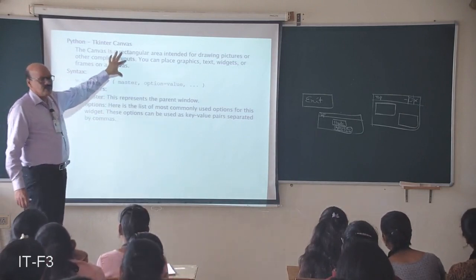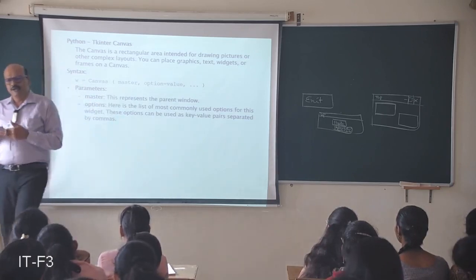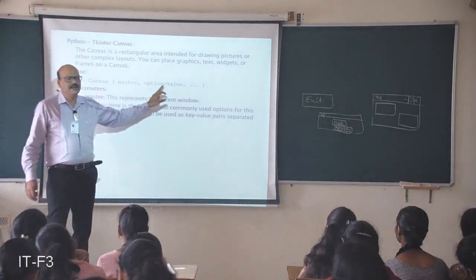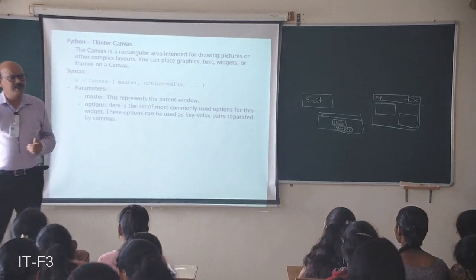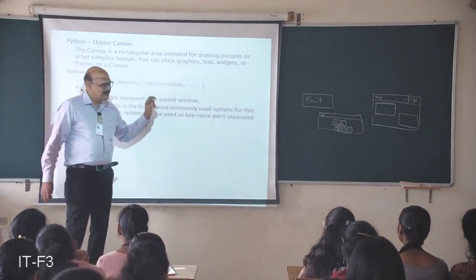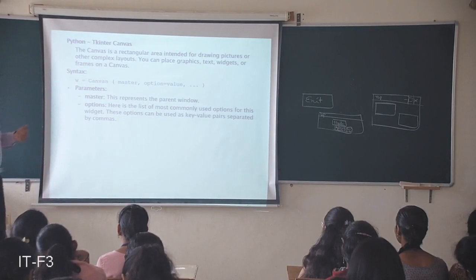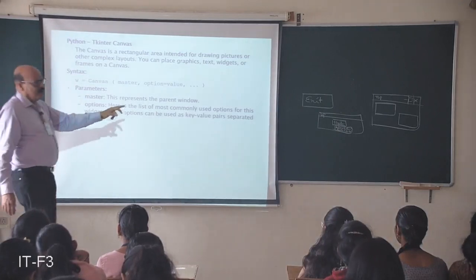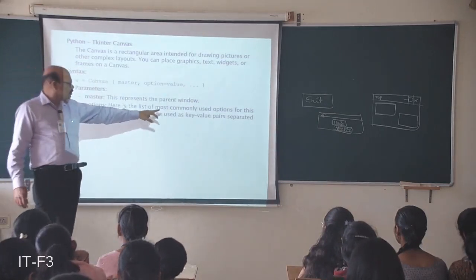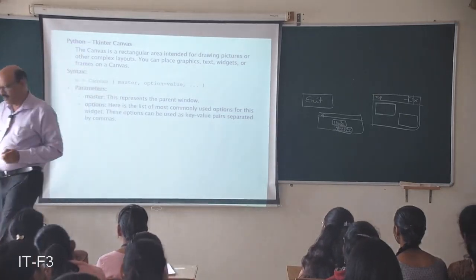Okay, now this is what is known as canvas. When you want to create the canvas, the first parameter is to which window or frame you want to connect this canvas, and then the remaining parameters are key value pairs, similar to the previous discussion. Generally, whatever controls you want to display on this canvas, you can write all of them. I'll show in the example. The list of most commonly used options for this widget can be used as key value pairs.